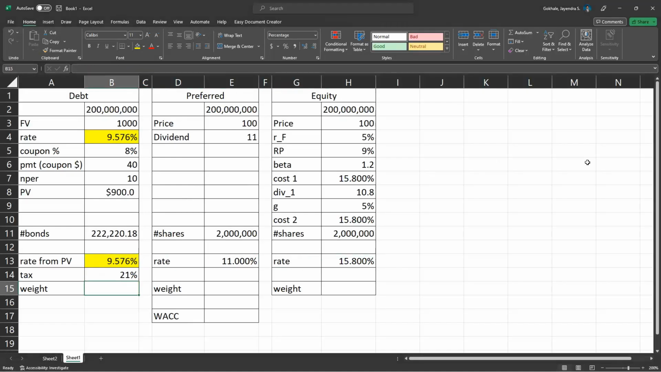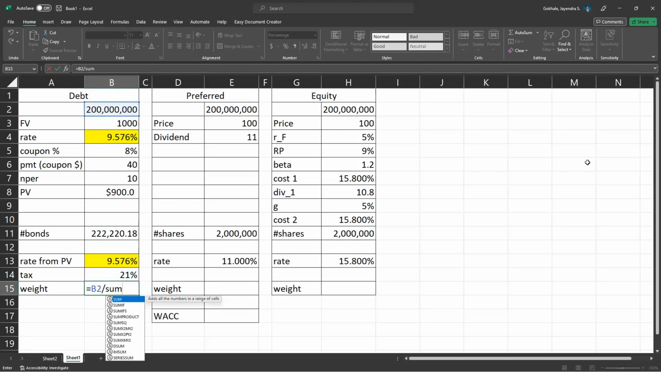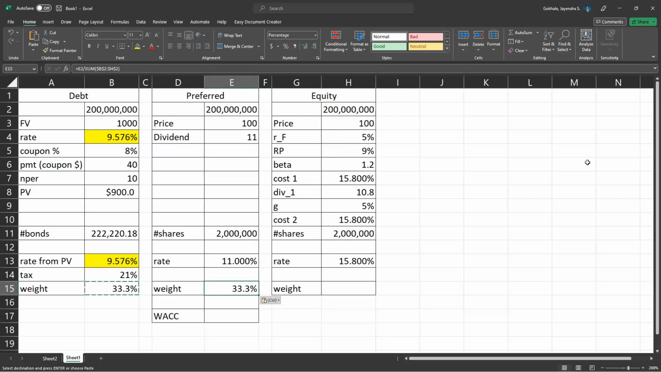First of all, you have to find the weights. Weight is the value of debt divided by the sum of the total value, which is 600,000, and we're going to fix that. So $B$2 colon $E$H$2. That seals it up nicely. It's going to be 33.3%. Copy that, paste the formula here, 33.3. They're all symmetrical, so that's why it's coming out to be 33.3.